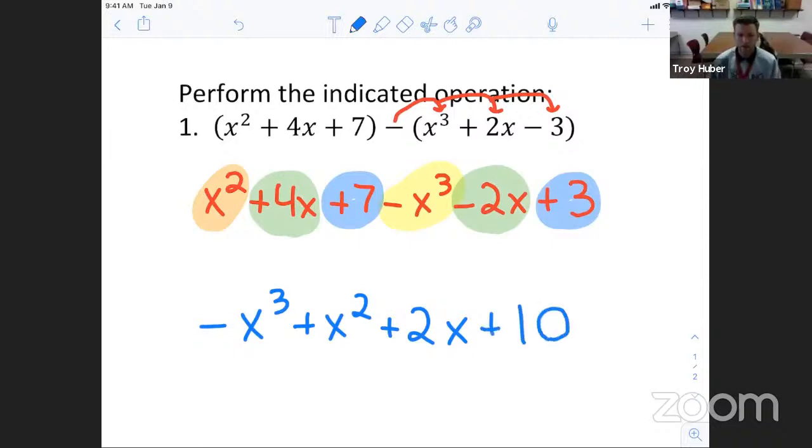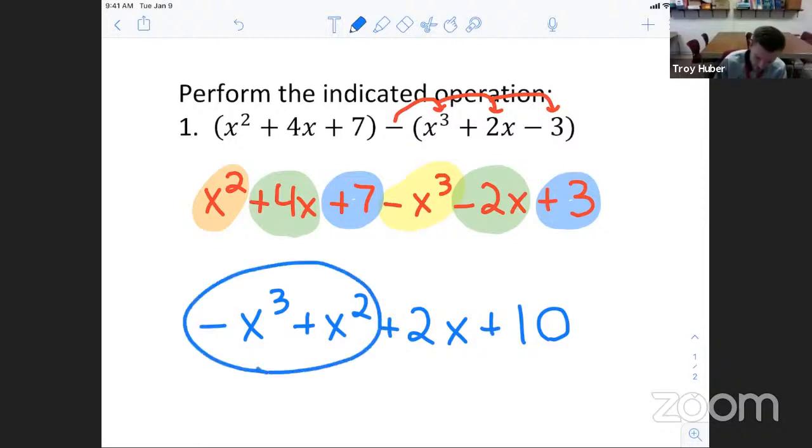Now this is as simplified as we can get this polynomial. We can't add or subtract any terms that are to different degrees. So we can't add these two because one is x to the 3rd power and the other is x to the 2nd power. They can't have a different degree value.